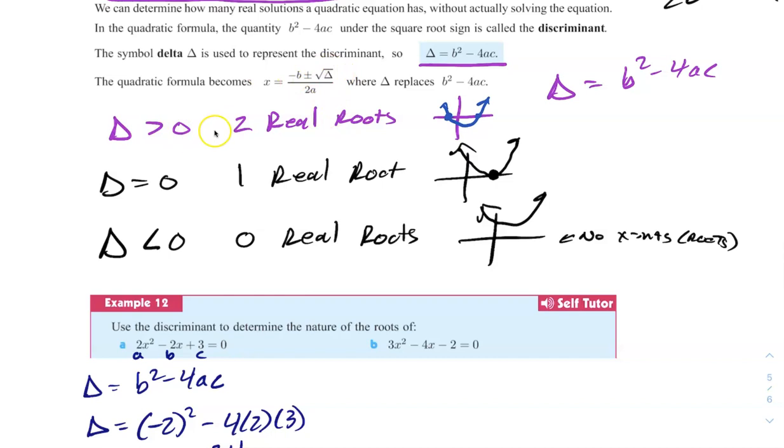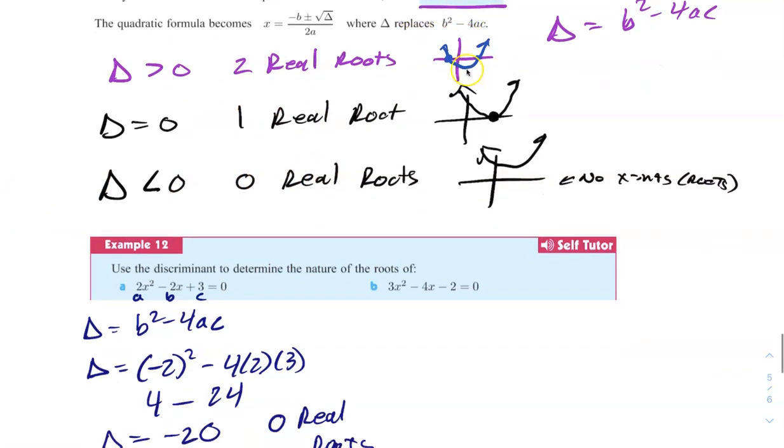So if you get a positive, you get plus and minus, so 2. If you get 0, it cancels, so you just get the 1 answer. And if it's negative, you get a square root of a negative, so you get no real solutions. Like this, you have to know yourself the actual formula they give to you.